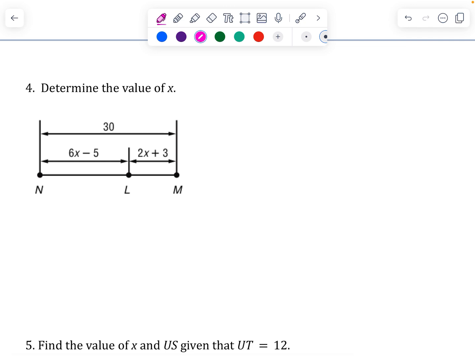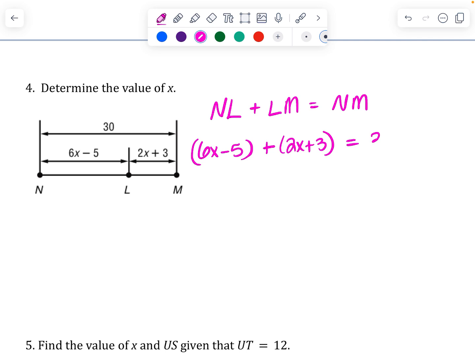Okay, so in this one, we're going to use our algebra skills to help us find the value of x. So we're going to use segment addition postulate because we know that the full length of this segment is 30, and then we have these two partial lengths. So we know that the length of segment NL plus the length of segment LM will equal the length of segment NM. So that means if we substitute in what we know, the distance of NL is 6x minus 5 plus LM, which is 2x plus 3, which is equal to 30.